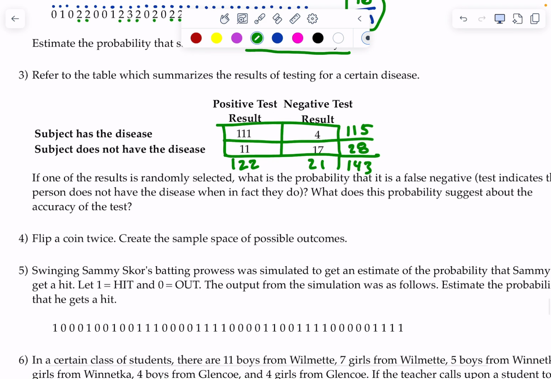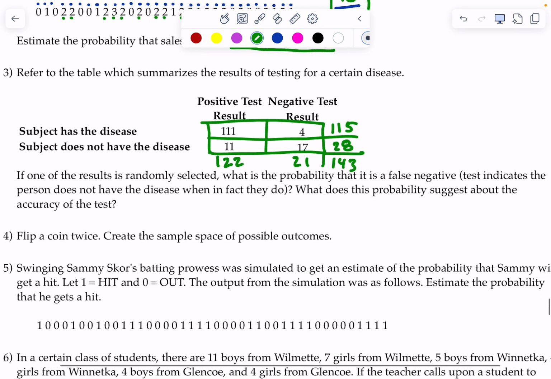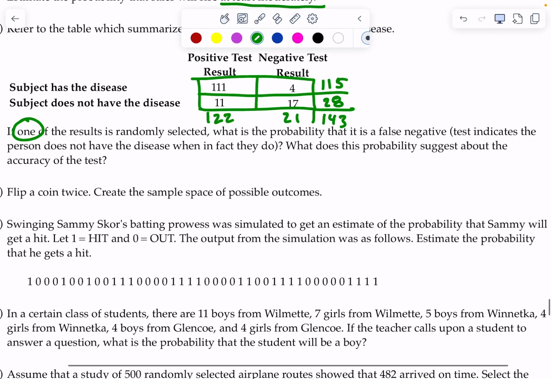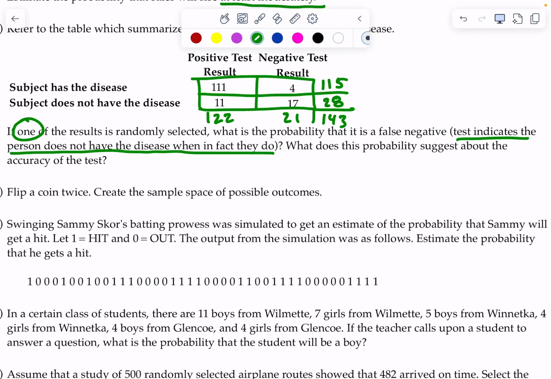Subject has the disease, positive test results, whatever. If one of the results is randomly selected, so one event, what is the probability that it is a false negative? Which means the test indicates the person does not have the disease when in fact they do. So, probability of getting a negative given they have the disease.